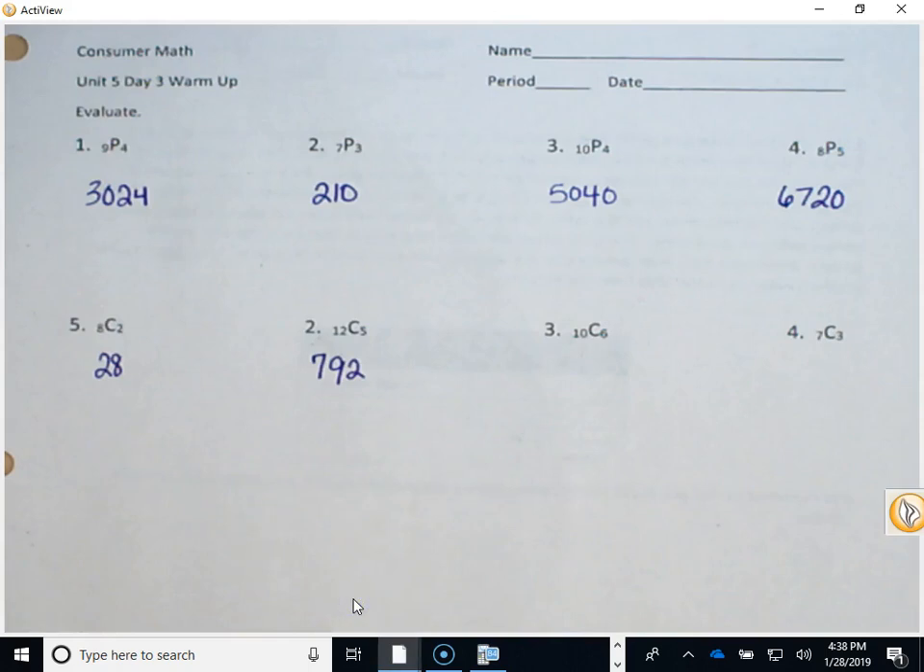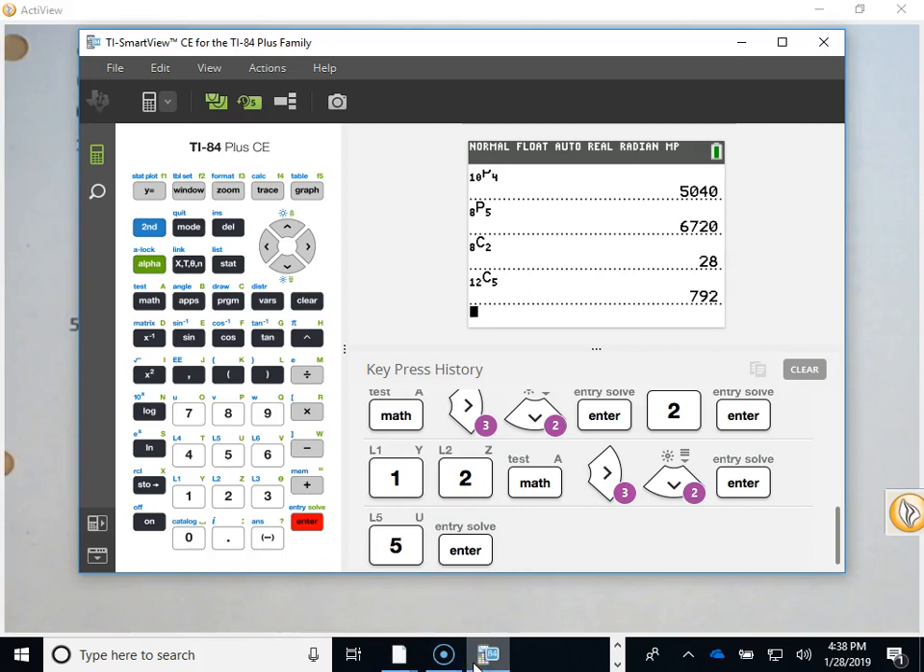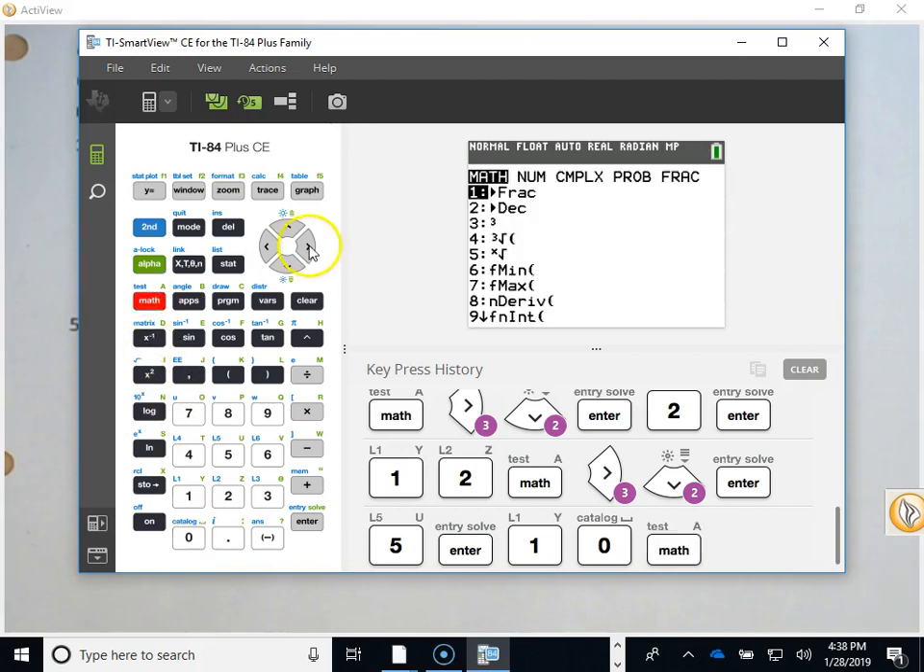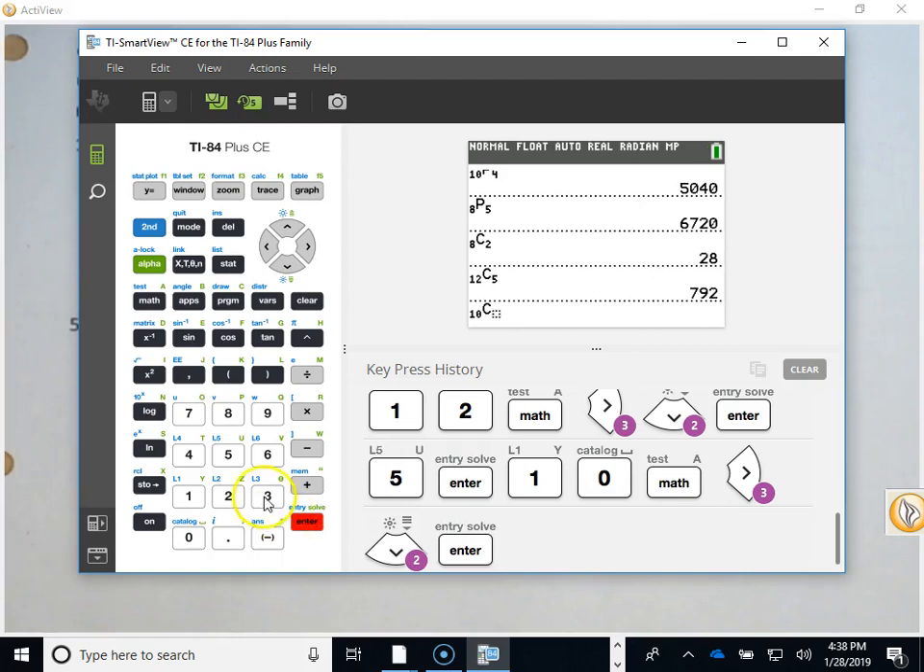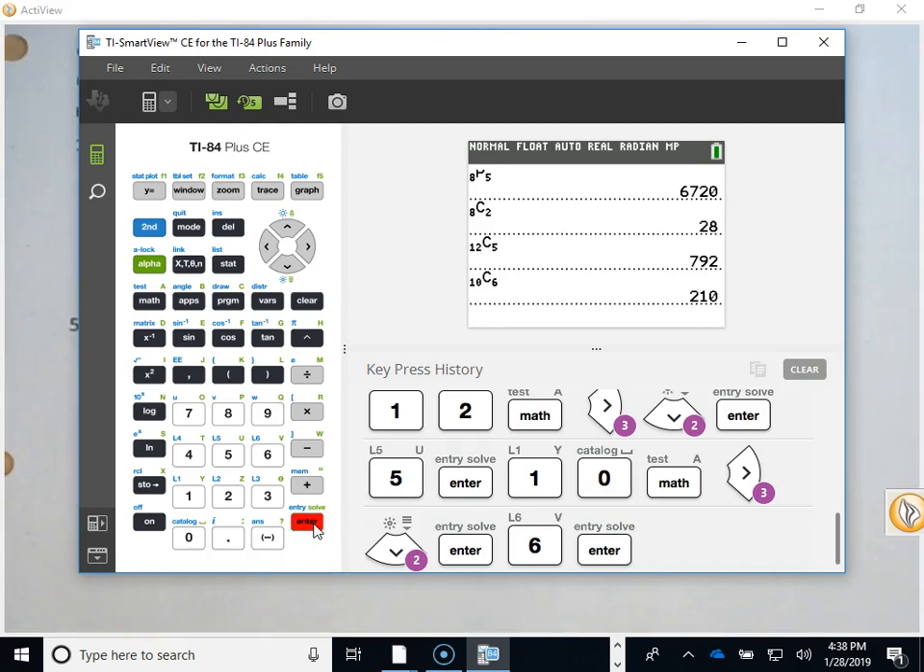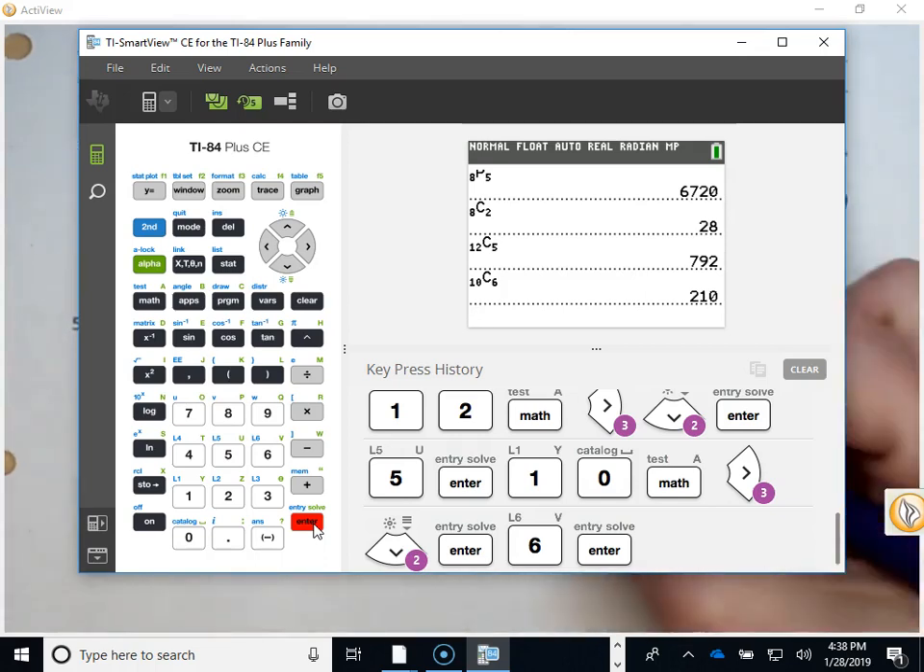For our third one, it's 10 and then 6. So our n is 10 and r is 6. So you type in 10, math, to the right until you hit probability, and then down for combination. So the third one down, hit enter, and then type 6 and enter. And if I ever go too fast on here, pause the video, catch up. That's the wonderful thing about making videos. So we got 210 on that one.